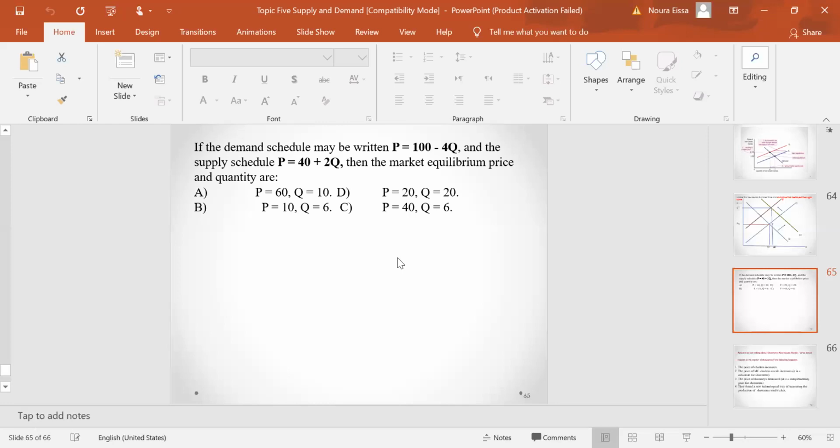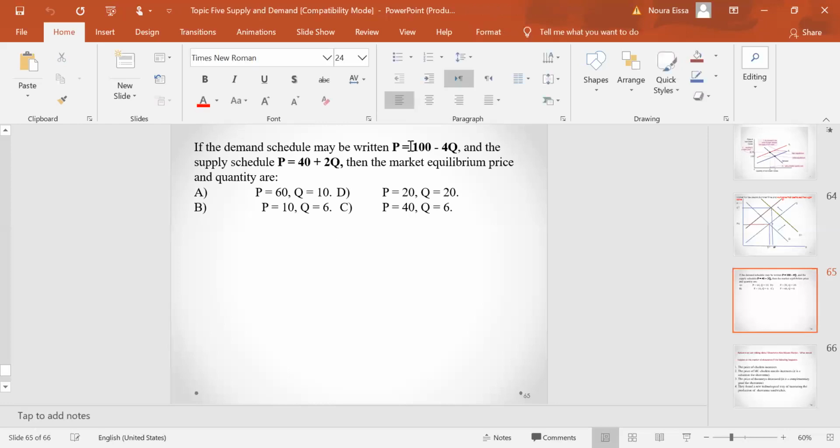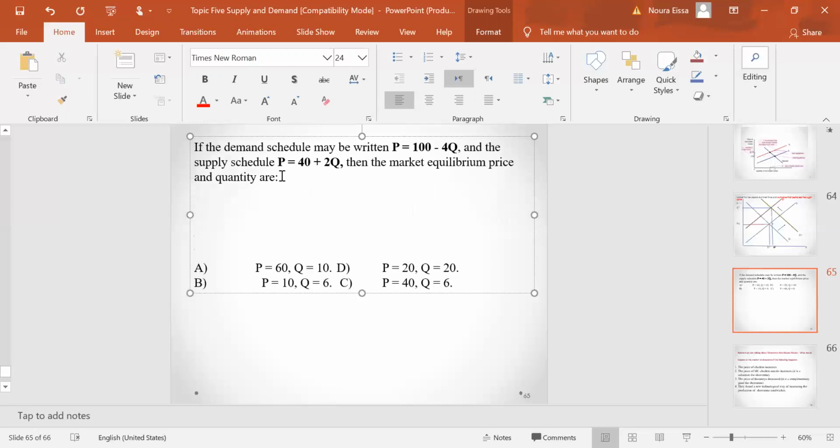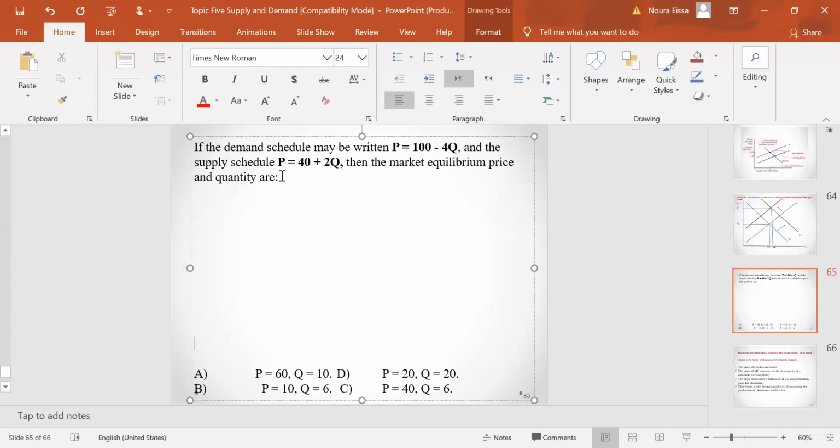Okay. What does this question say? It says the demand schedule is written with an equation for demand: P equals 100 minus 4Q. And the supply equation is P equals 40 plus Q. It asks me to get the market equilibrium price and market equilibrium quantity.